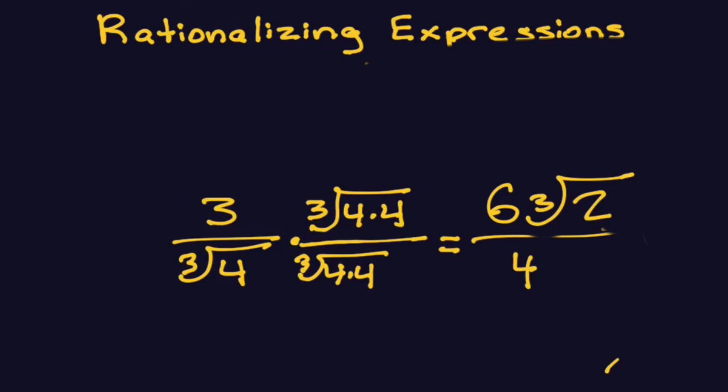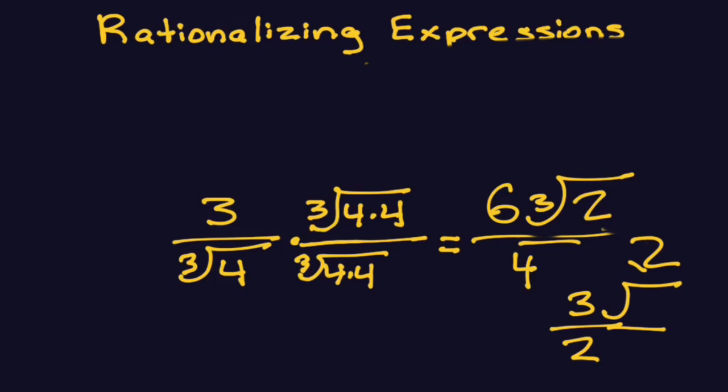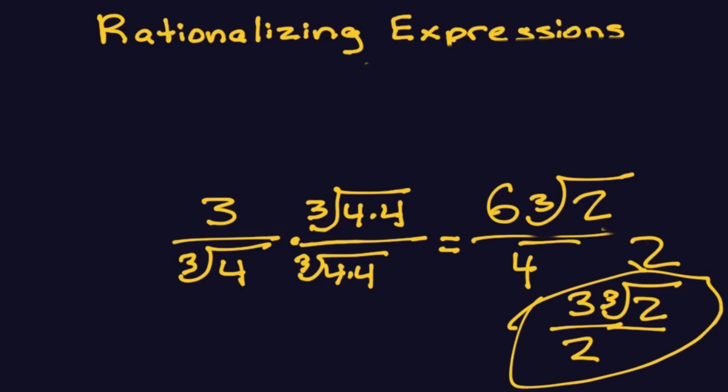And this has got to be our final answer. No. Sorry, I just realized I made a mistake, guys. I hope you noticed what I forgot to. This 6 over 4 right here can be simplified. So we can change that 6 over 4 into 3 over 2, right? And let's make sure not to forget the cube root of 2. Now this is our final answer.